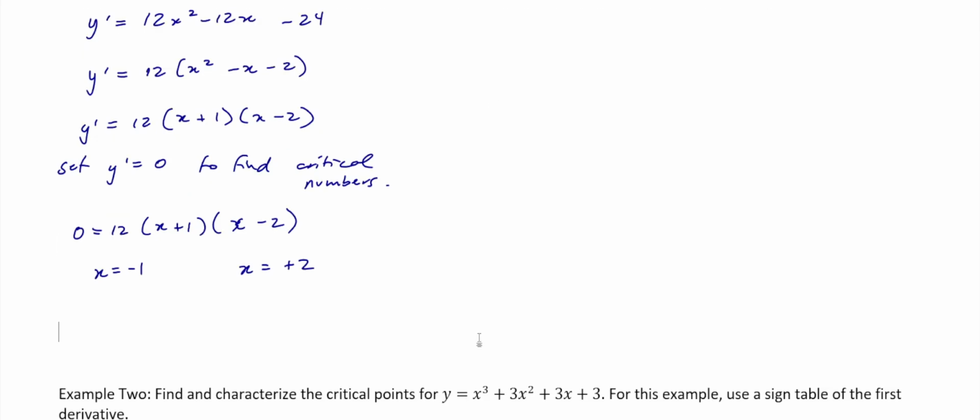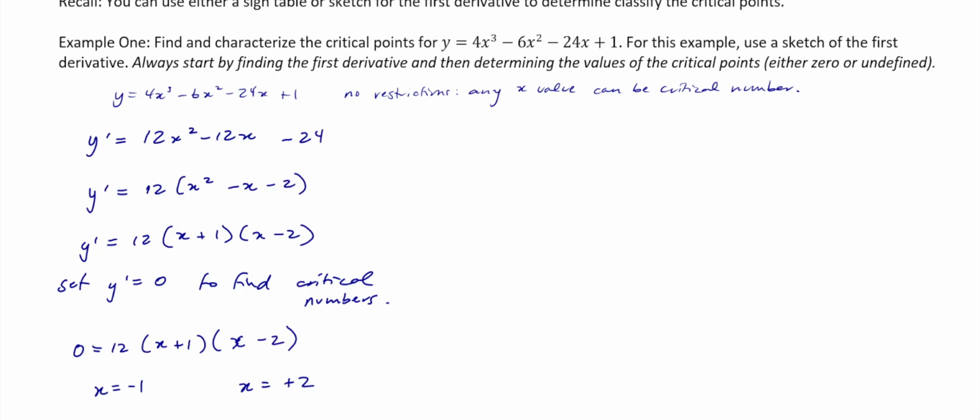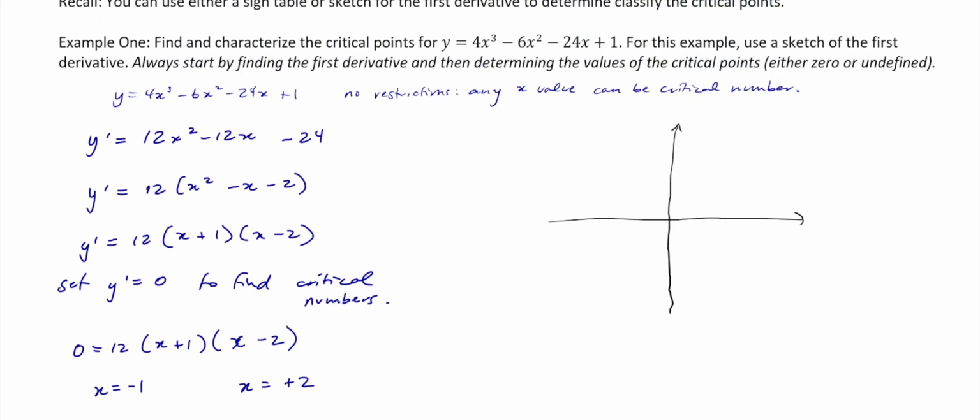Okay, so I set y prime equal to 0 to find the critical numbers. There we go. And so I find that my critical numbers are x equals -1 and x equals 2. The question said to use a sketch of the first derivative to characterize the critical points. So let's take a look right here. I'm just going to do a really quick sketch of this first derivative. It's a quadratic with a positive leading coefficient, so that means it's opening up, and it's got zeros at -1 and 2. So here I go, -1, and then over here I'll say this is 2. And this is the sketch of my first derivative right here.